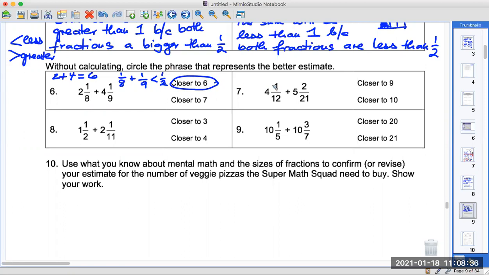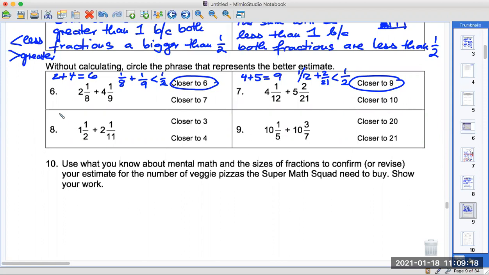Let's look here. 4 1/12 plus 5 2/21. So this is a really small part right here. So your whole numbers, 4 plus 5 is 9, but then you also have your fractions. 1/12 plus 2/21, again, it's less than 1/2. So it's all about the 1/2. Very small parts, less than 1/2. So the answer again is closer to 9. Okay, if it's greater than 1/2, it would be closer to 10.